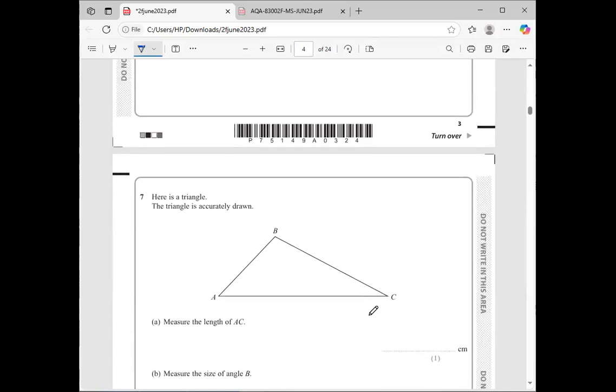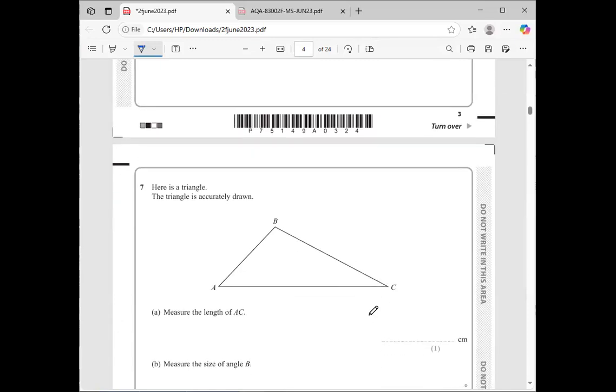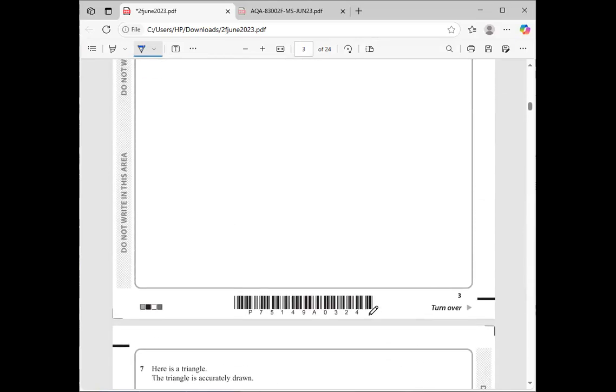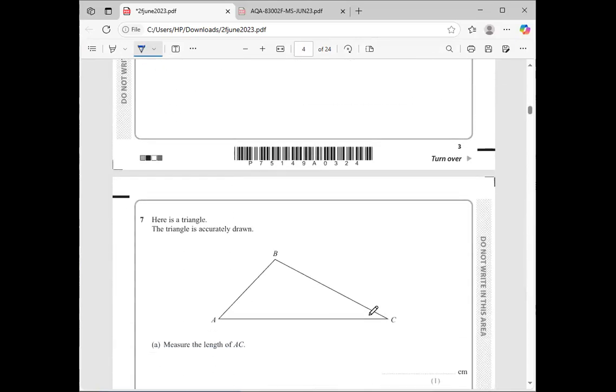Triangles have come again. Here's a triangle. The triangle is accurately drawn. Measure the length AC. Okay, I'll have to leave this one for you. It needs a ruler, and I don't have a ruler on this. So you can handle it, right?